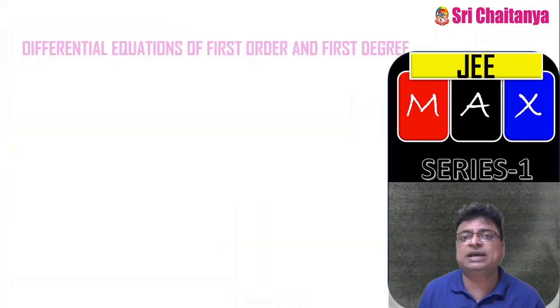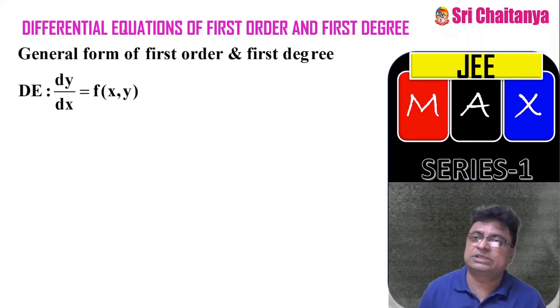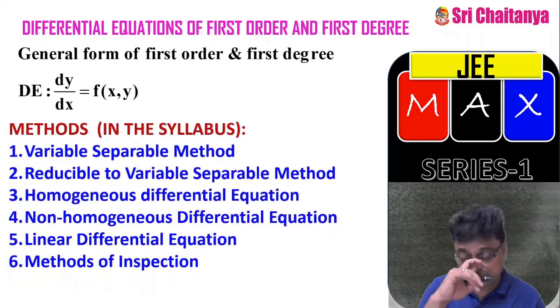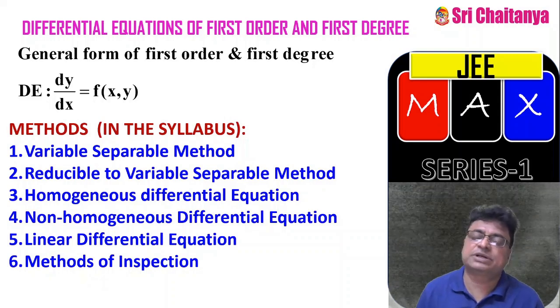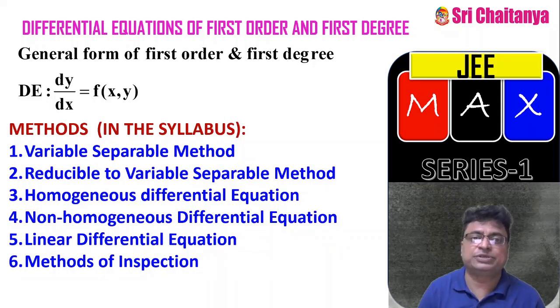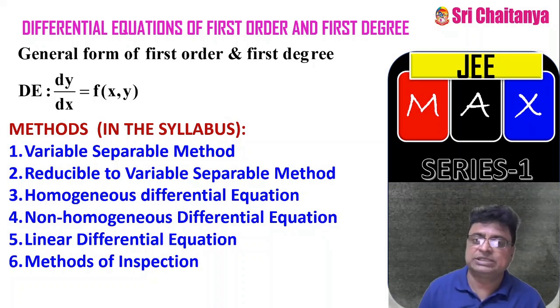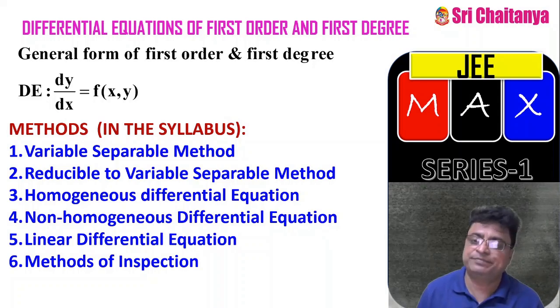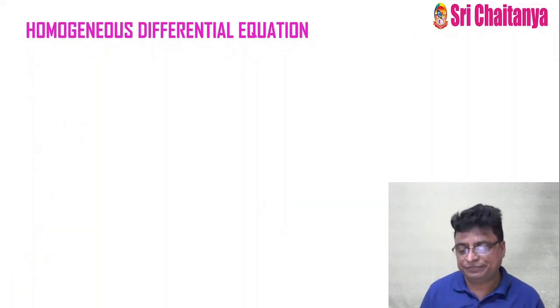My friends, here we are already in differential equations of first order and first degree. There I introduced the methods of how to solve the differential equation of first order and first degree. We introduced the variable separable method and reducible to variable separable, homogeneous and non-homogeneous linear differential equations, and methods of inspection. Today, we are concentrating on the homogeneous differential equation.